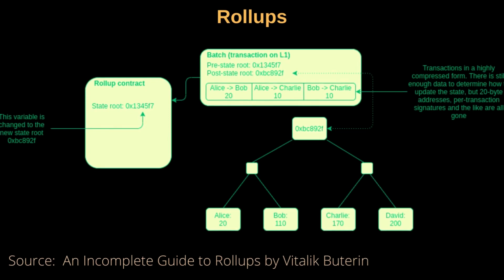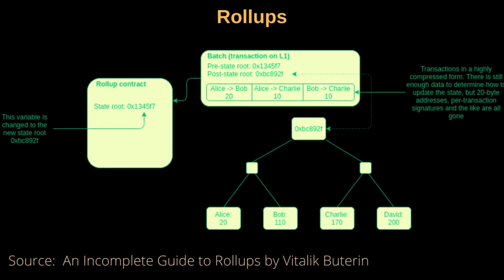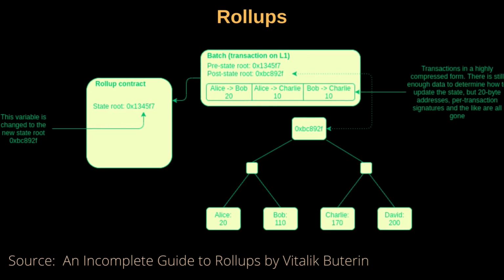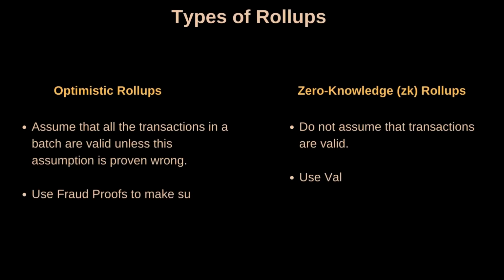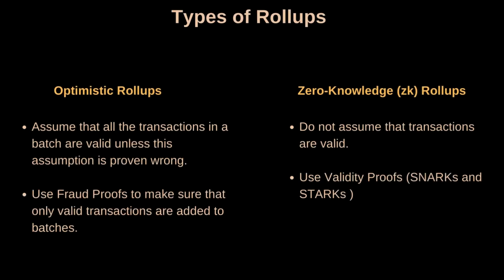The contract checks whether the state root in the batch matches its current state root. If it does, it switches the state root to the new state root. Now the question arises, how do you know that the transactions in the batch are valid? This is the basis of the classification of rollups. Two families of rollups, optimistic and zero knowledge, use two different kinds of proofs, fraud proofs and validity proofs, respectively.